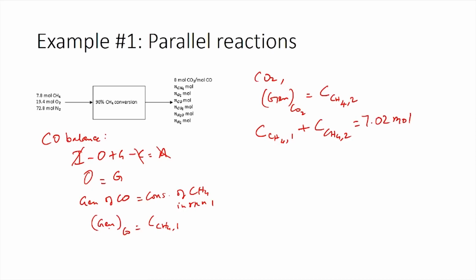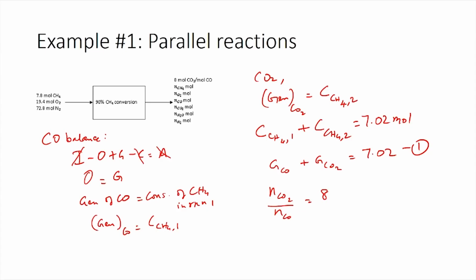So substituting the generation terms for carbon monoxide and carbon dioxide there, we would have GCO plus GCO2, which are the generation terms, is equal to 7.02. So this can be equation 1. Another piece of information which has been given to us is the ratio of carbon dioxide and carbon monoxide in the output streams, which is NCO2 divided by NCO is equal to 8.